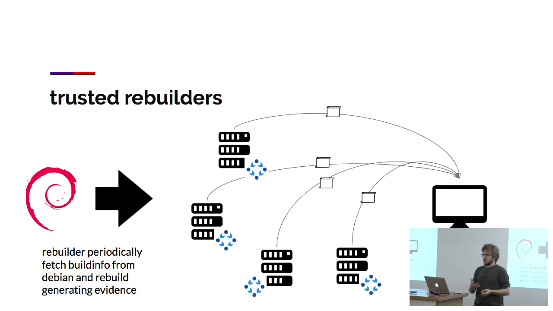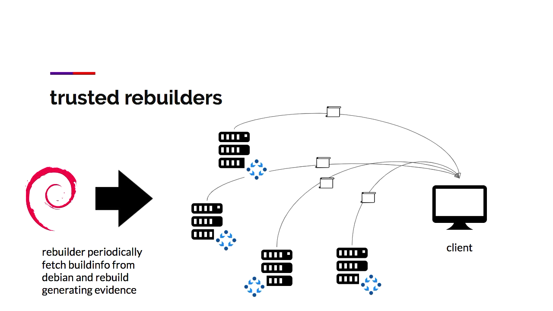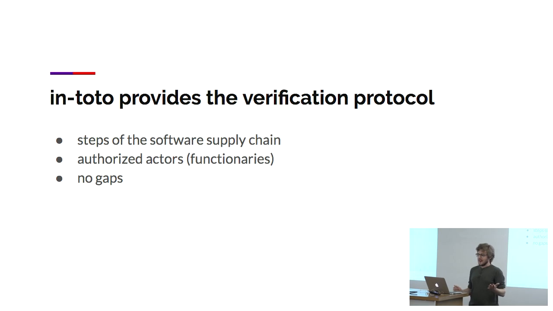and make the results available to the client, to apt, so that when you install your package, you don't have to rebuild yourself. You just consult a threshold of trusted rebuilders and ask them if they agree on the hash, and you can decide whether it's okay or not. And in-toto provides the verification protocol for that. It's not so much an in-toto talk, but more a reproducible builds, apt, in-toto talk.